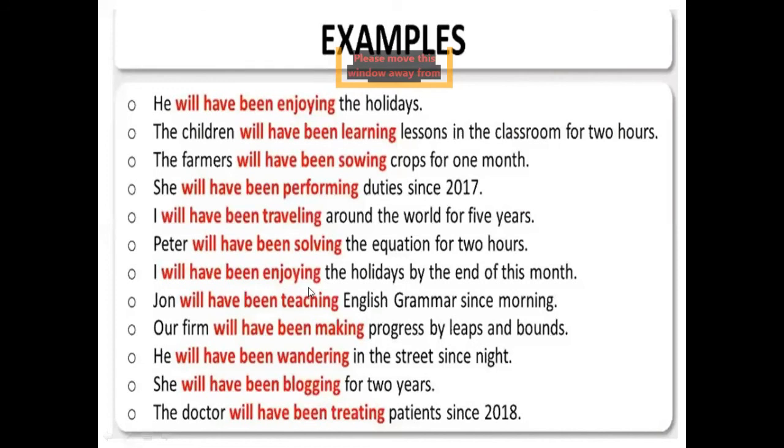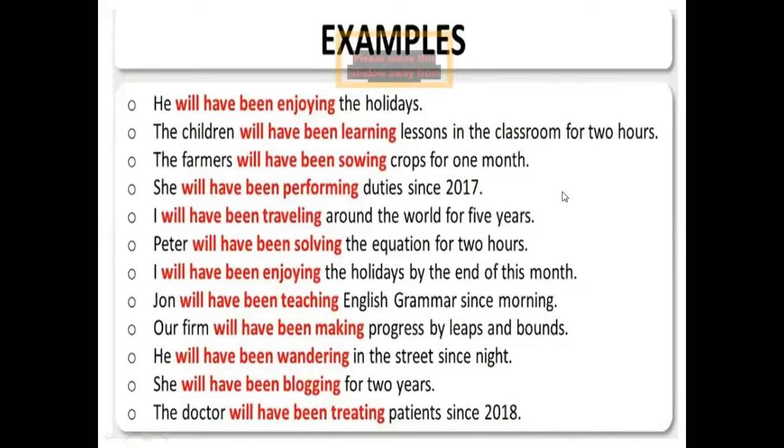I will have been enjoying the holidays by the end of this month. John will have been teaching English grammar since morning. Our son will have been making progress by leaps and bounds. He will have been wandering in the streets since night. She will have been walking for 2 years. The doctor will have been treating patients since 2018.